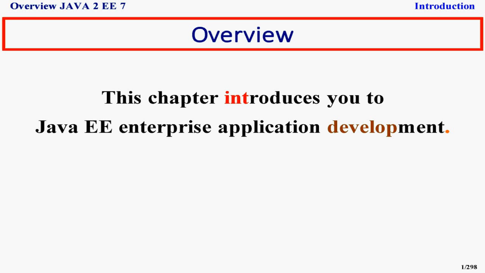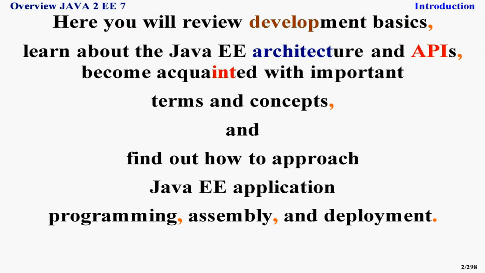Overview. This chapter introduces you to Java EE Enterprise Application Development. Here you will review development basics, learn about the Java EE architecture and APIs, become acquainted with important terms and concepts, and find out how to approach Java EE application programming, assembly, and deployment.